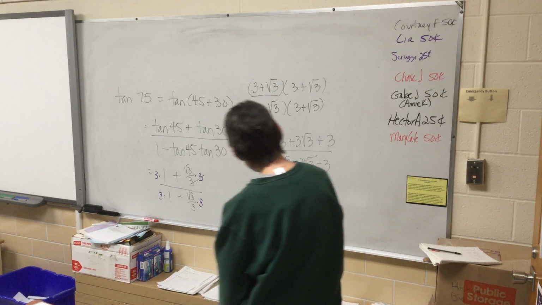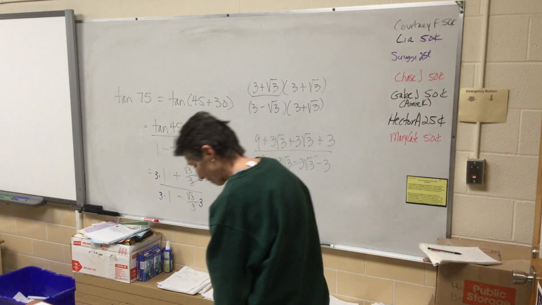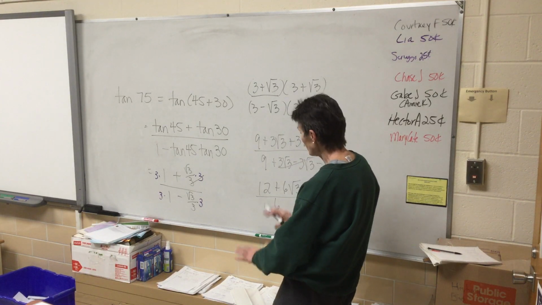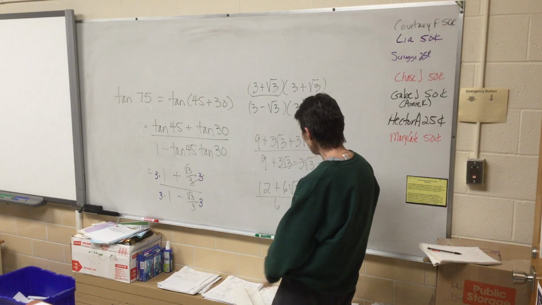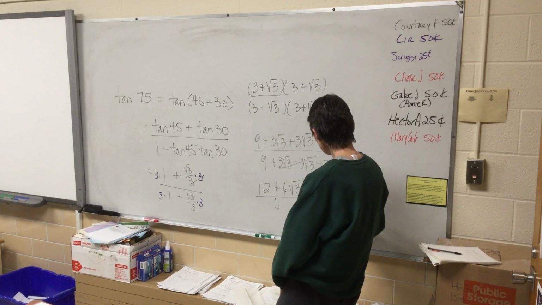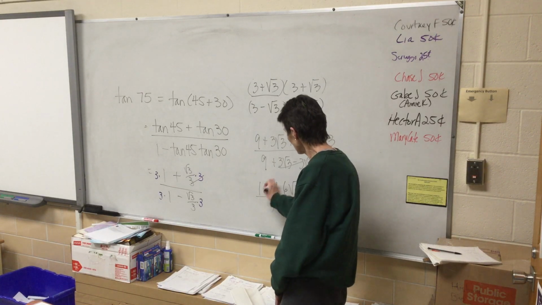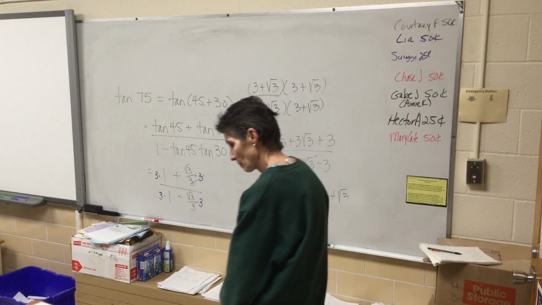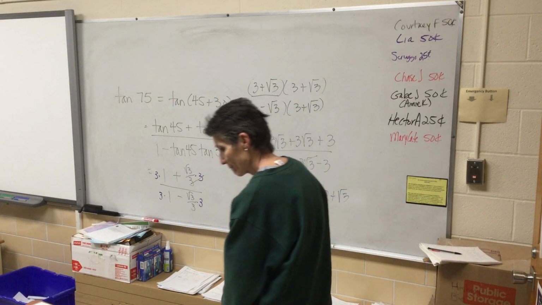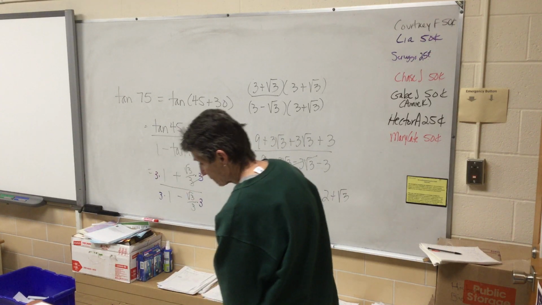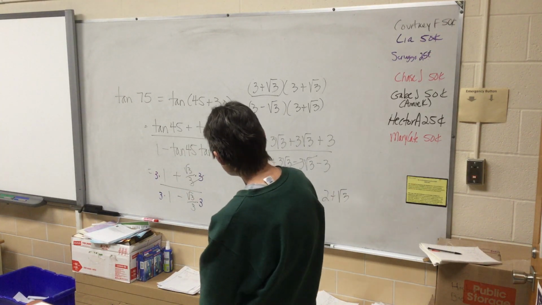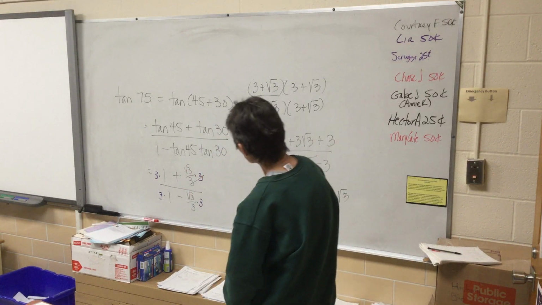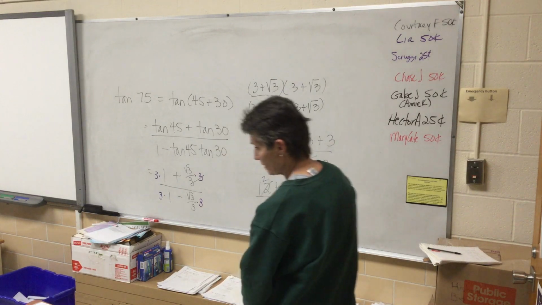All right, what do you notice about that? Anything? Can you take out a 6? You sure can. Take out a 6 from everything. Remember, you can only take out a 6 if you can take it out of everything, and we can. So my answer is just going to be 2 plus root 3. All right, anybody have a question about that? There's a lot of arithmetic there. The only trigonometry is this first part right here.